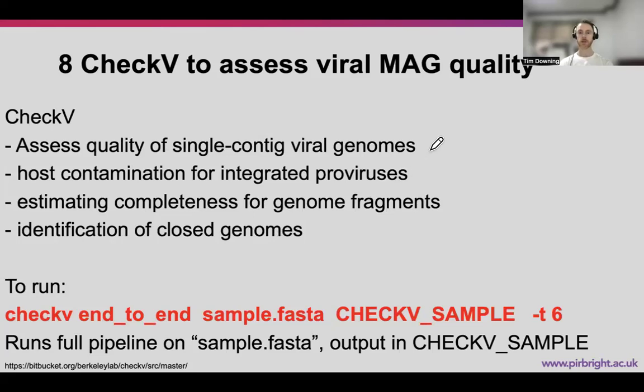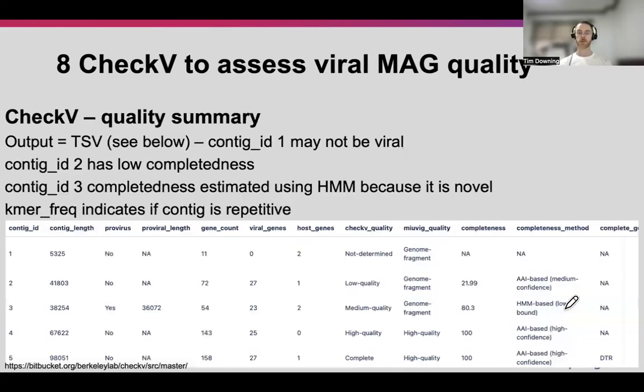So that is the scope of CheckV: to assess the quality of viral contigs, check for contamination, look at completeness, and look at closed genomes as well. To run the full pipeline, it's pretty easy. We use CheckV end_to_end. We give it the FASTA file as input, and we give it the output folder and the number of threads to use as well. If we run this, we'll get different tabular data.